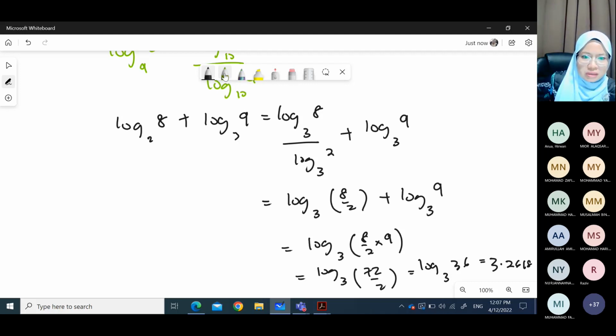And then you can check. Nak check dia, you just plug in your calculator, log 2 8 plus log 3 9, or 5. So the answer is 5. Jawapan dia 5.